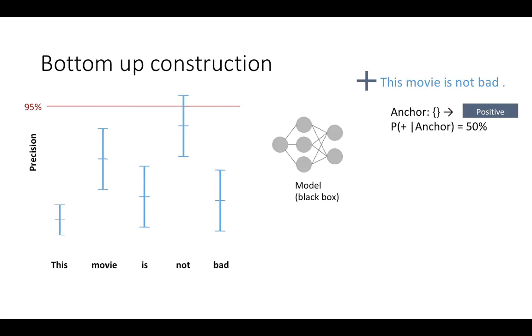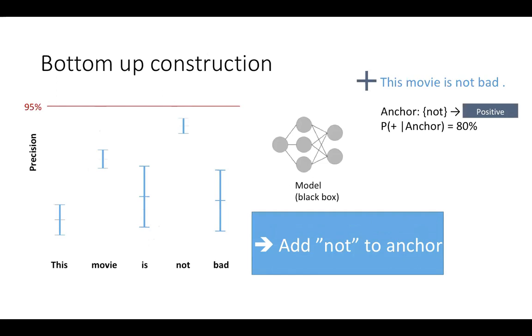And once you add more instances, there is no effect of adding more instances on easy and bad, but there is an effect on movie, and not is clearly higher than all the other anchors. And therefore, now you add not in your anchor set. And the precision of this particular piece of text having a positive sentiment has already become 80%, although it has not gone beyond 95%.